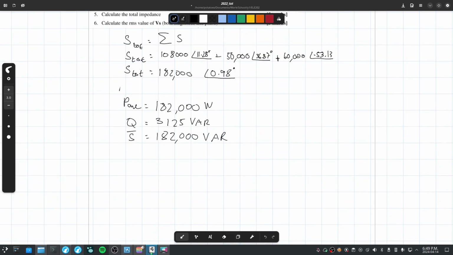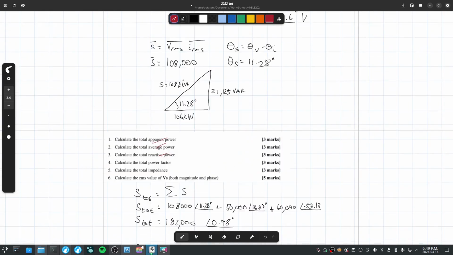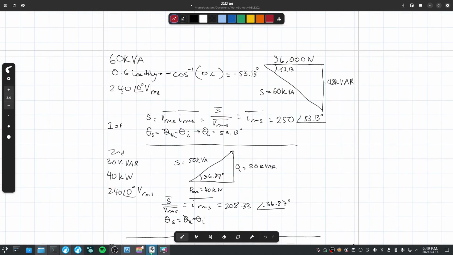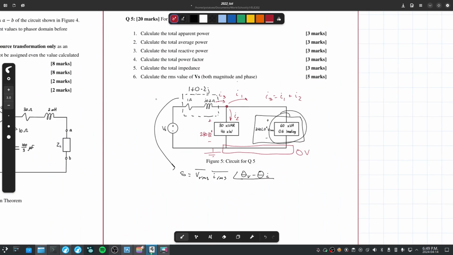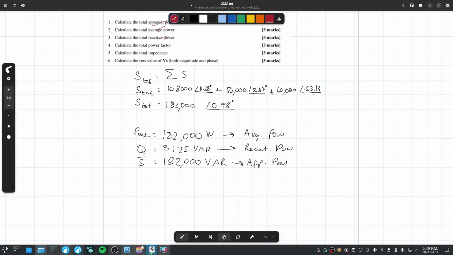So this here is our average power. It's in the name, right? This here is our reactive power. And this here is our apparent power. So there's 1, 2, and 3 down. So just to review what we did here, we took our circuit. Apparent should be VA. No, not VAR. Silly me. Yeah, that's VA. Thanks.